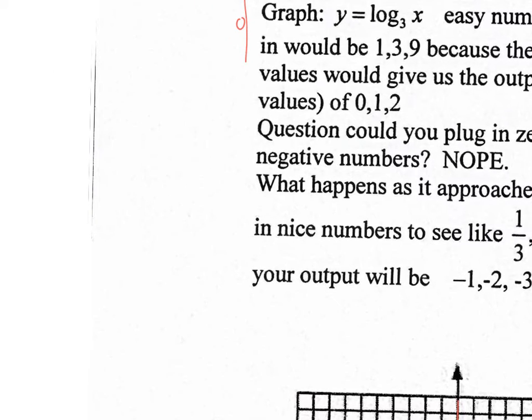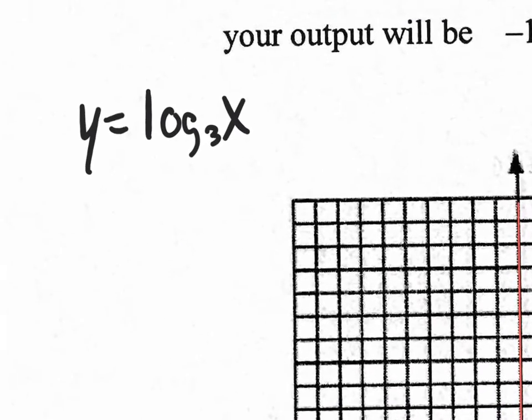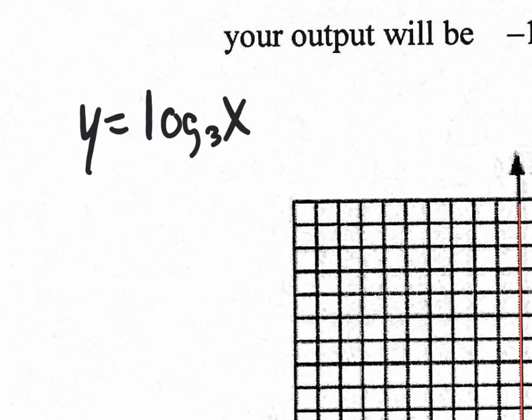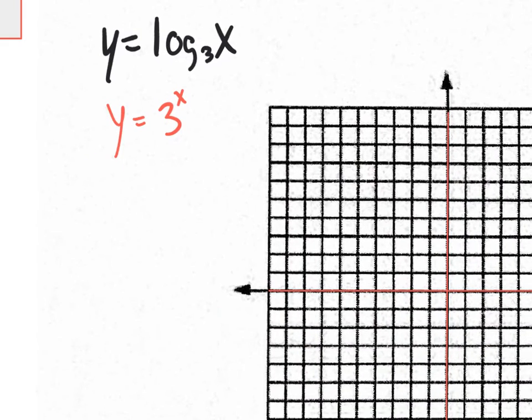So like this guy right here, let me rewrite it. Y equals log base 3 of x. To graph this, I would rather graph the inverse of it. And what's the inverse of it? Y equals 3 to the x. That's the inverse of it, right? So if I were to graph y equals 3 to the x, the exponential growth function, it's really easy to get coordinates for that. Just use consecutive integer inputs.